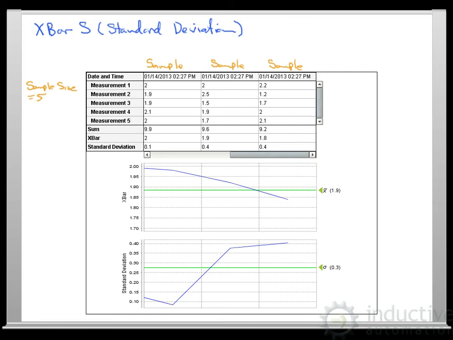We have our sum, just like on the XBarR chart, which is taking all our values, summing them up, and that's the total. And then we're dividing that by 5 because we have 5 measurements, and we get our 1.8. So this is our average of measurement values. We're plotting that 1.8 on the chart.